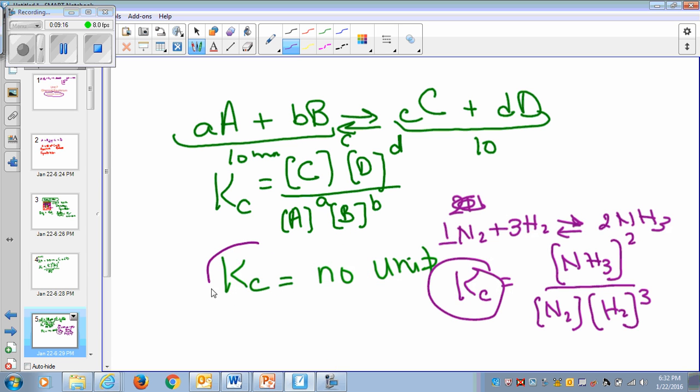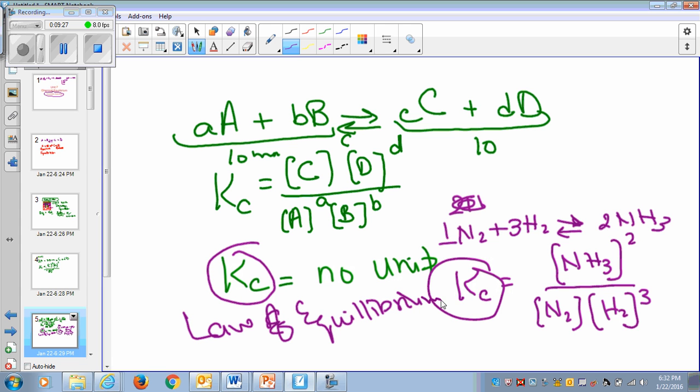So when we calculated this Kc, that is the law of equilibrium, the equilibrium constant that we calculated. Okay, so it's in your book. I want you to read that. You have plenty of time over these snow days. So I want you to read that. What is the law of equilibrium? What is the equilibrium constant? And how do you calculate the ratio?